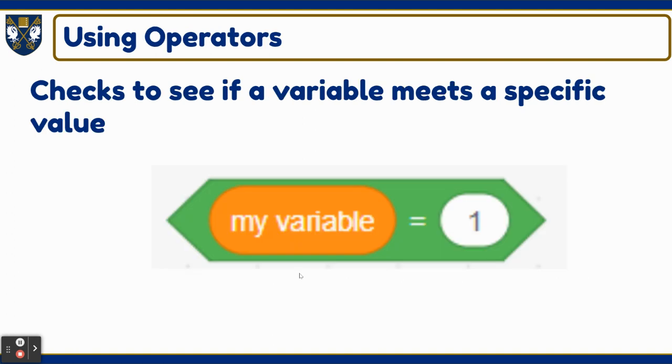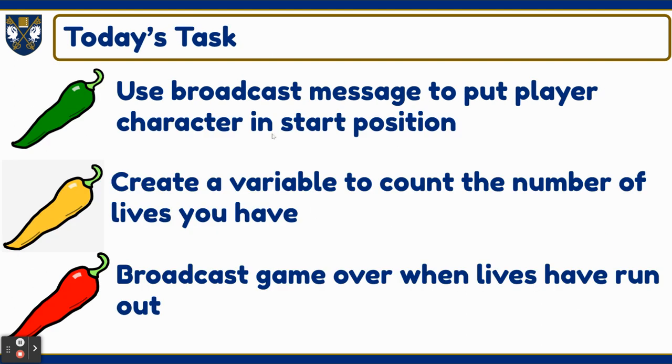Operators allow us to check to see if a variable meets a specific value. And if it does, we can respond to that. Our chili challenge for today is to use broadcast messages to put a player character in our start position, to create a variable that counts the number of lives that your character has, and to use a broadcast message to broadcast game over when the number of lives have run out.